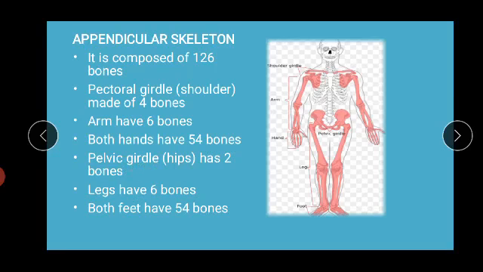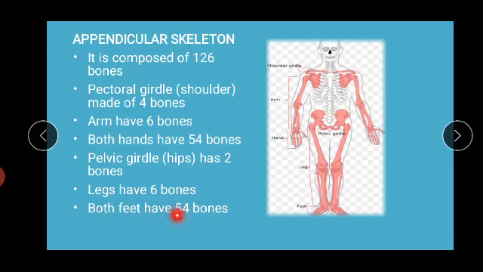The pelvic girdle or your hip region has 2 bones. You can see from this picture, this is your pelvic girdle or pelvic region or your hip region. It is composed of a right one and a left one, 2 bones. And legs have 6 bones. Right one and left one collectively have 6 bones.